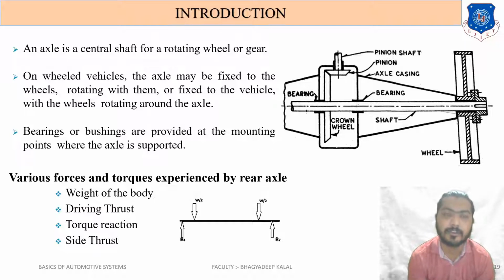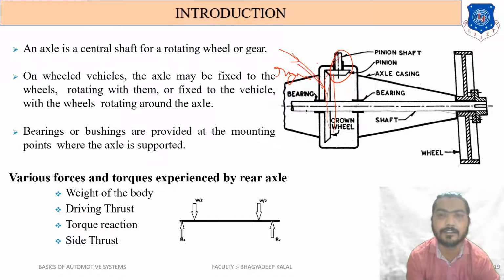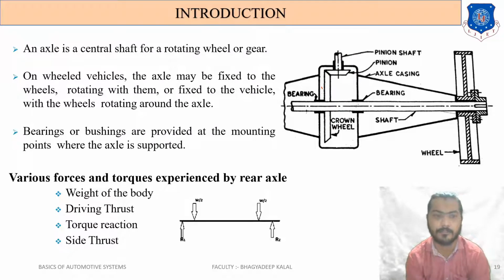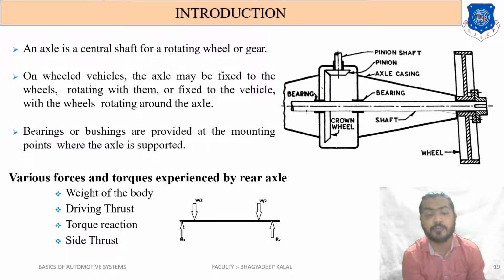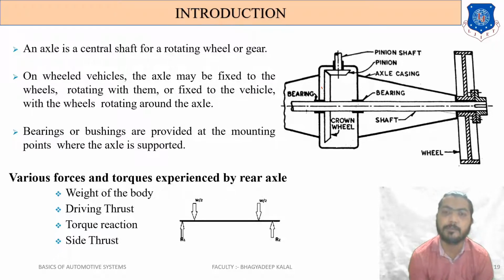Next is torque reaction. This is very important. Torque reaction is the reaction produced in the differential mechanism which is borne by the shaft. How does it come? Suppose the ring gear is stopped, then the bevel pinion tries to move on that ring gear. That's why one force is borne by the shaft, the torque reaction, which comes when the bevel pinion tries to move on the ring gear, so it is prevented by the axles.